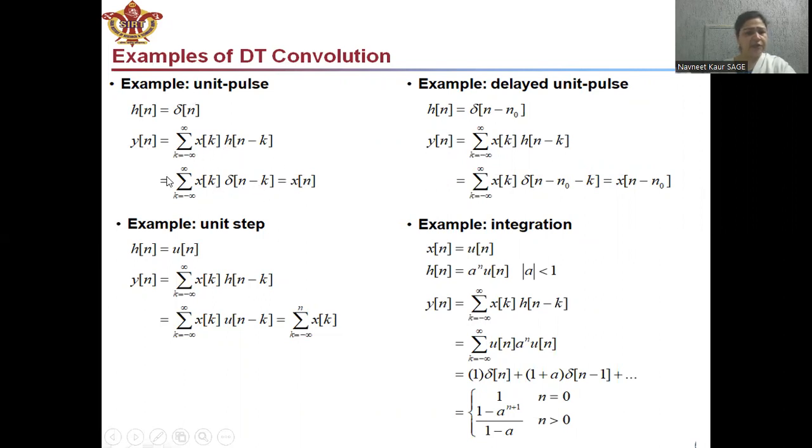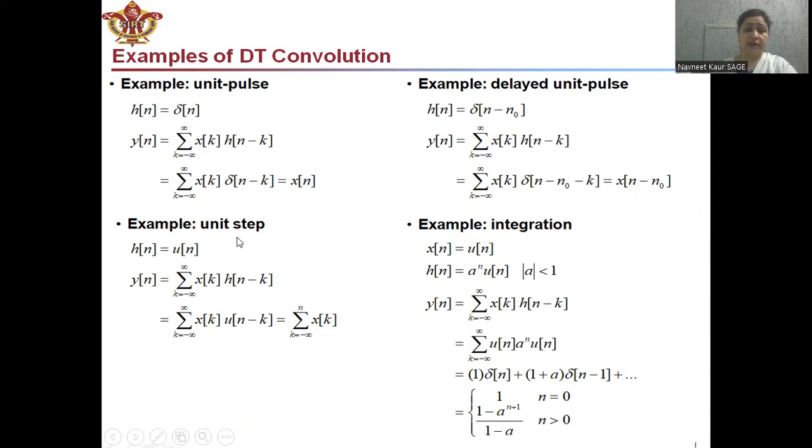Now, according to the shifting property of the unit impulse function, if I multiply any signal with the shifted impulse signal, I will get the signal itself, which is located at the point where this impulse is located. Here, the signal is x[k], that means the time variable is k. Here delta is shifted to n, so I will get this signal x located at n.